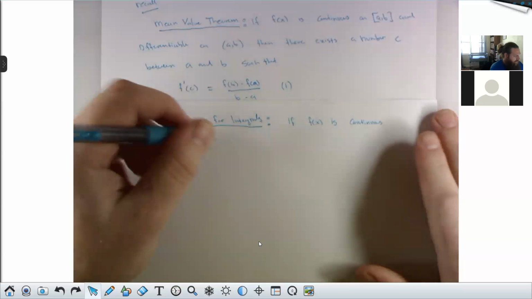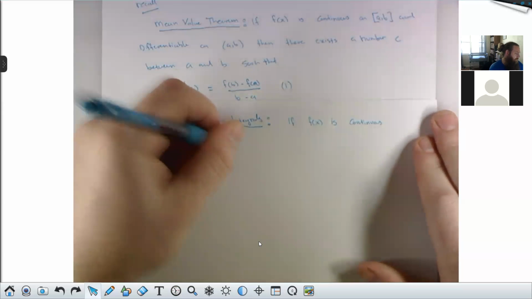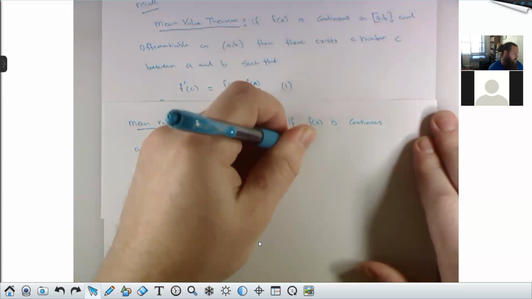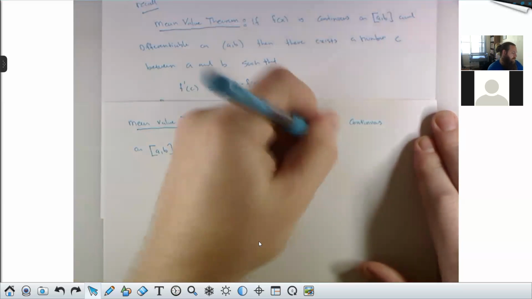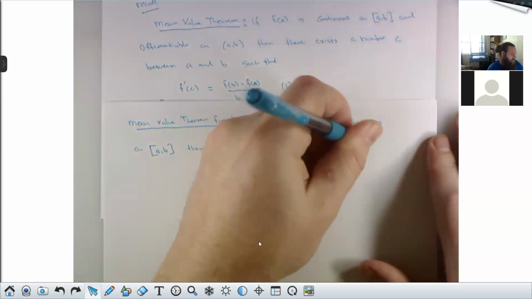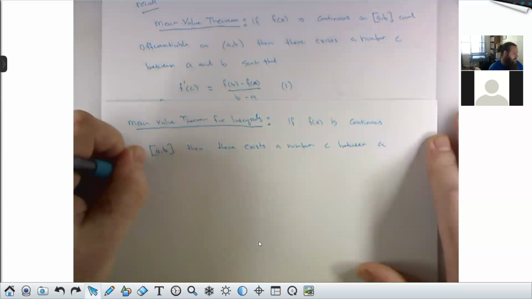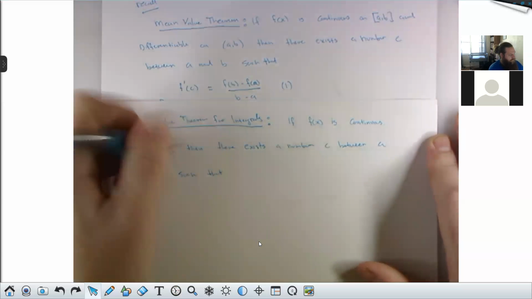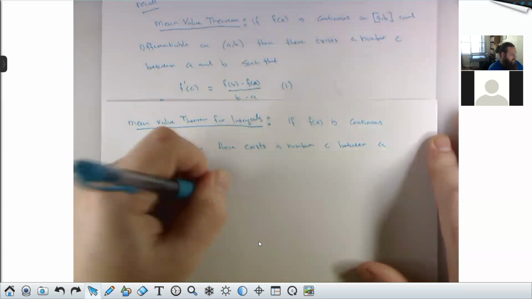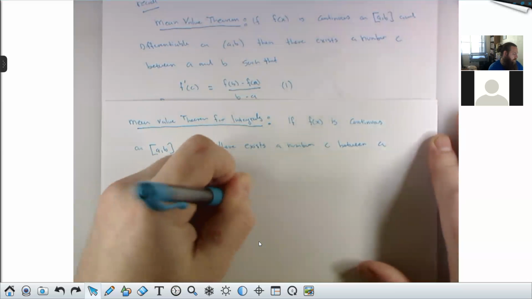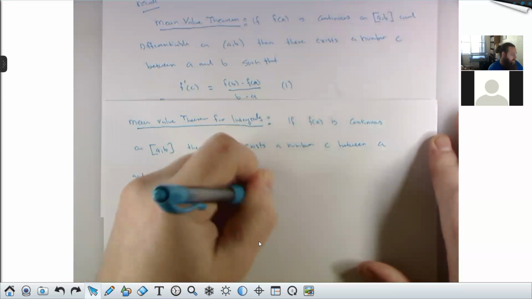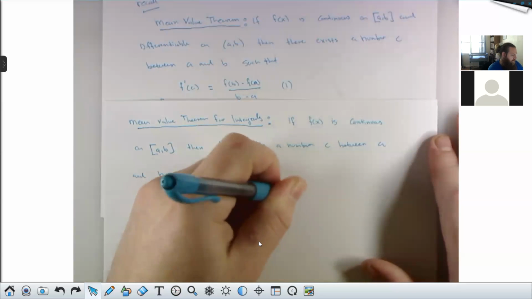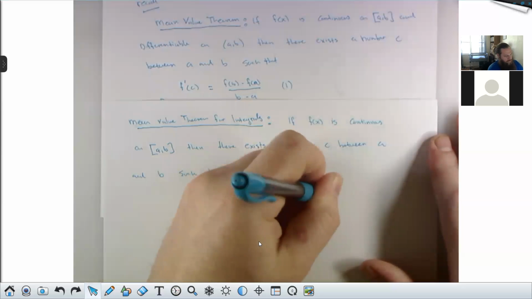Then there exists a number C between A and B such that f of C is equal to 1 over B minus A times the integral from A to B of f of x dx. And I'm going to call this equation 2.